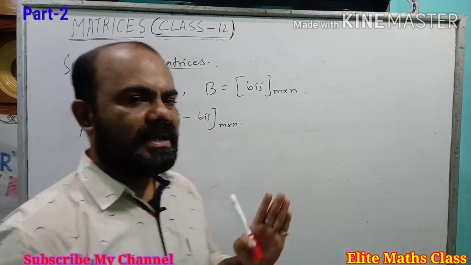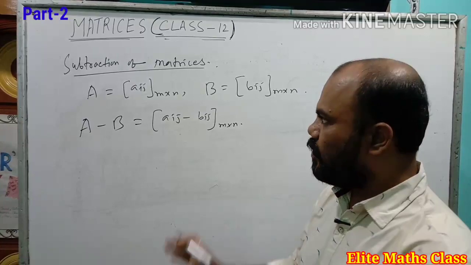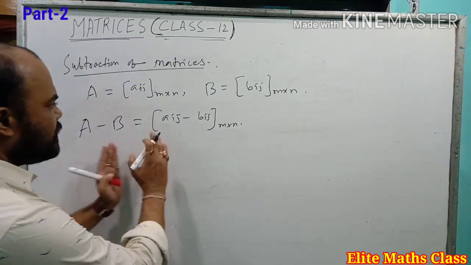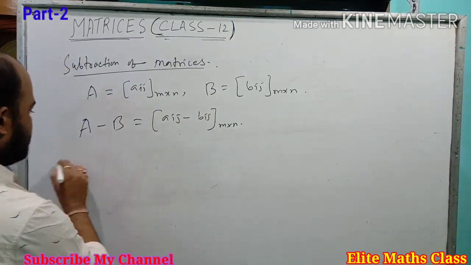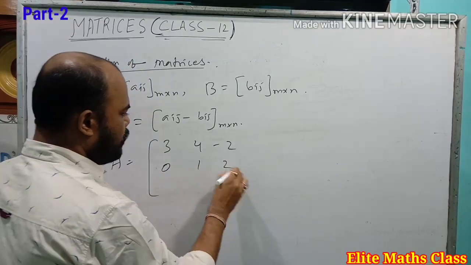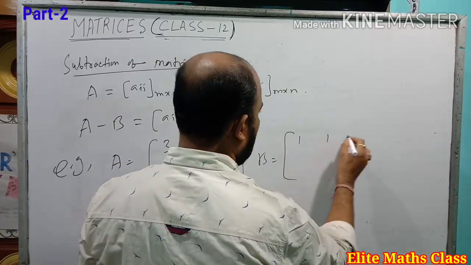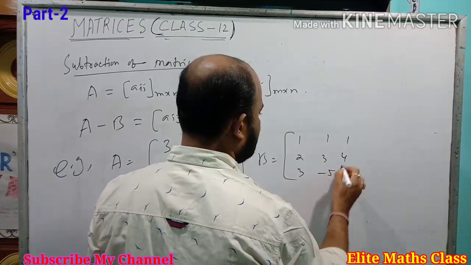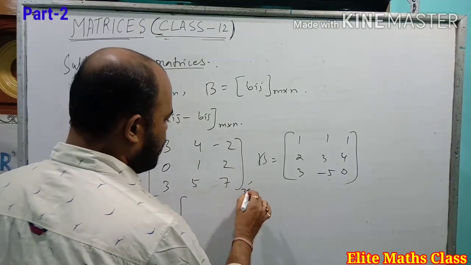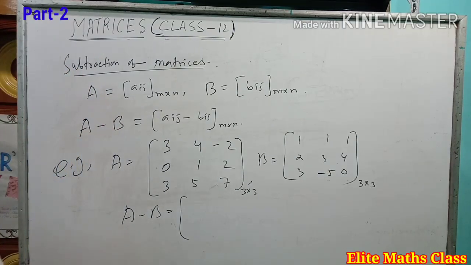First see whether the two matrices are of the same order. If the two matrices are of the same order, then we can find the subtraction, that is, the two matrices are compatible for subtraction. Then how to find the subtraction? We just have to subtract the corresponding elements of the two matrices. For example, let A equal to 3, 4, minus 2, 0, 1, 2, 3, 5, 7. Let us take another matrix B: 1, 1, 1, 2, 3, 4, 3, minus 5, 0. Then what will be A minus B? As they are of the same order, it is a matrix of order 3 by 3.